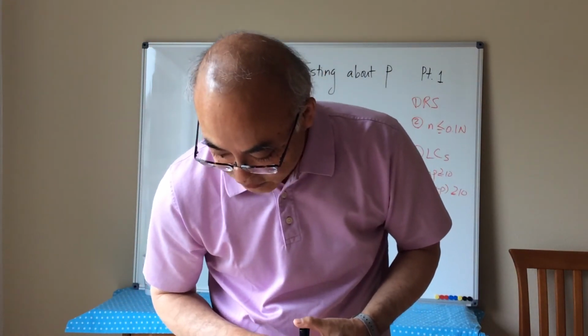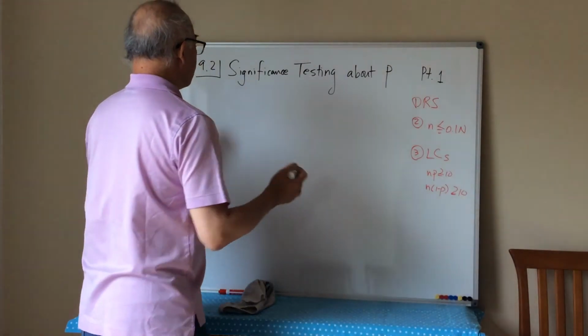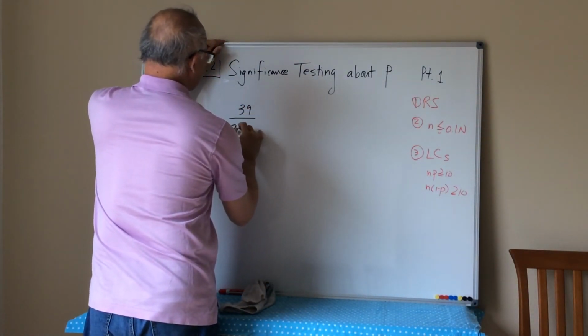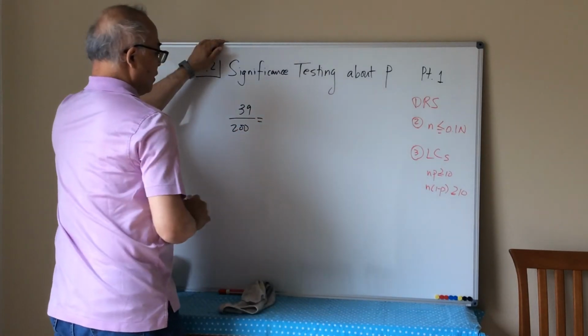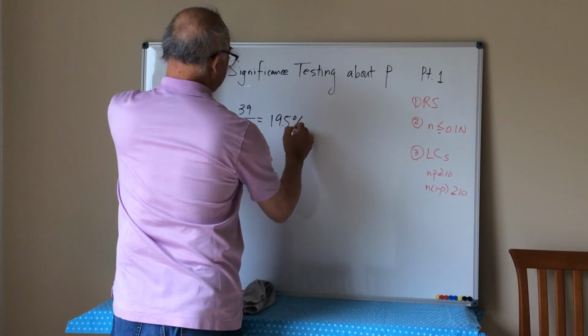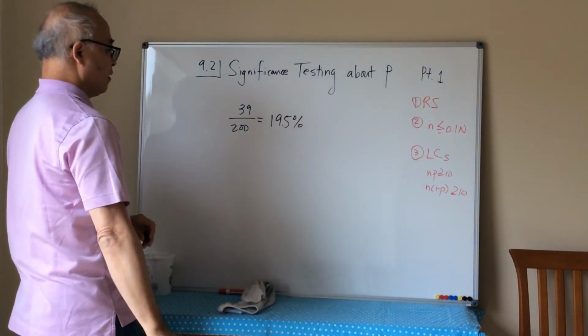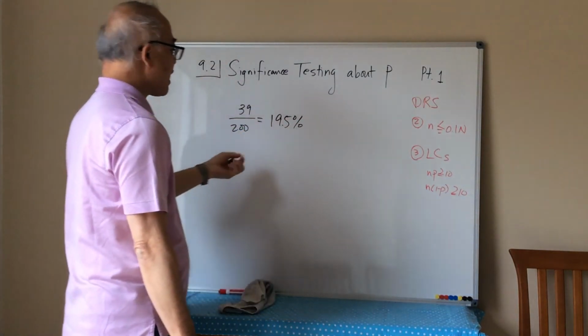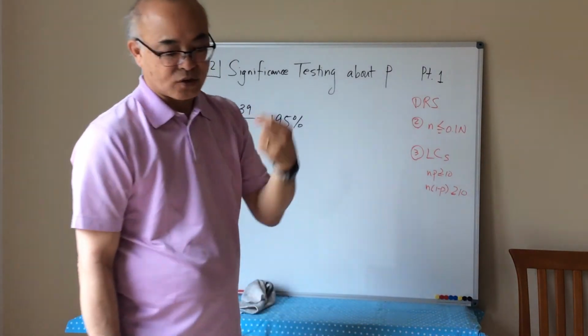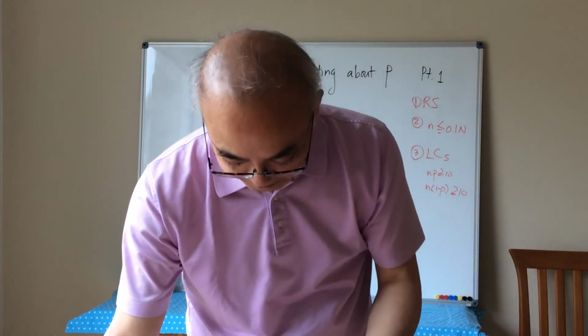A, explain why the sample results give us some evidence for the alternative hypothesis. Okay, so we got 39 out of 200, which is 19.5%. So we have some evidence already that it is less than 25%.